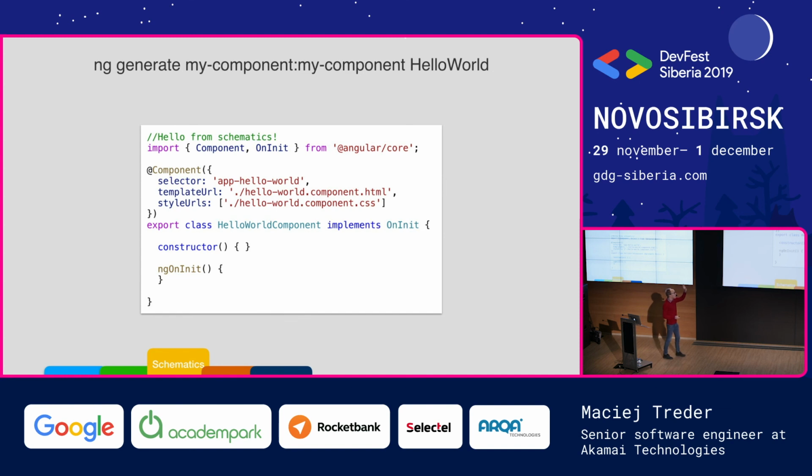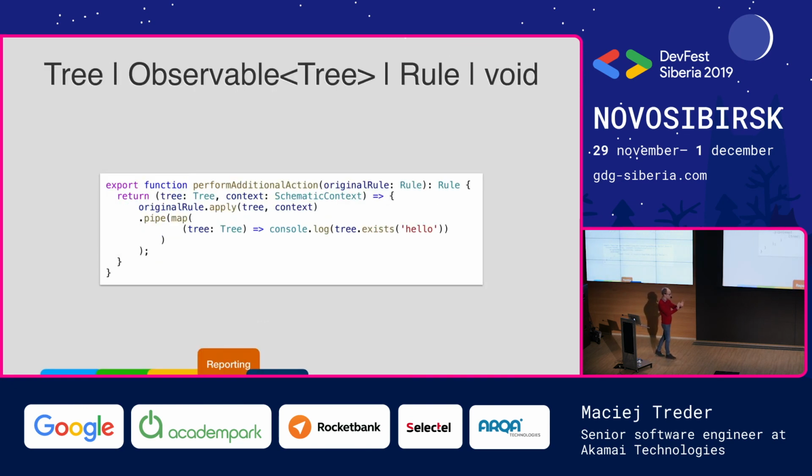And generate my component, and here we are calling the method from the collection.json, which is my component, and passing the hello world component name. This command has been run in the project after using the npm link inside it, so it behaves like the schematics which were written in the separate project have already been installed in our application. And this smoothly moves us to reporting.